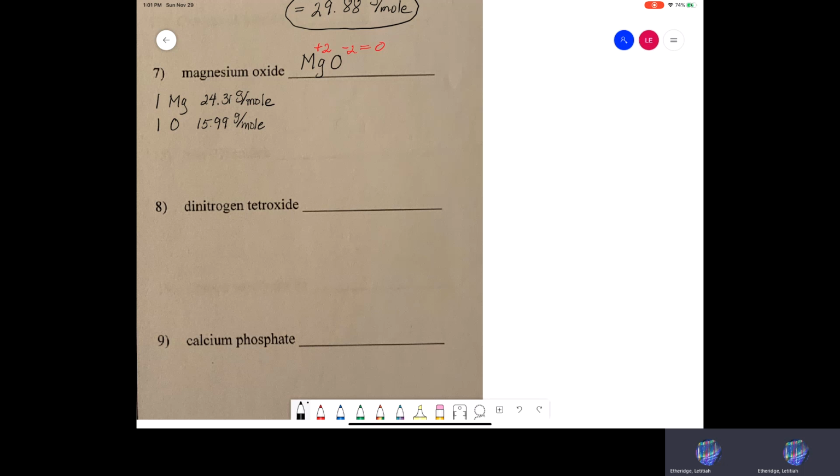Okay, so we have 1 magnesium times the molar mass, grams per mole. Don't forget to put the units in, even though you know what they are. And 1 times 15.99 grams per mole. Okay, so take out your trusty calculator, add it up. You should come up with a total of 40.31 grams per mole. The instructions say circle your final answer. We've circled the final answer.